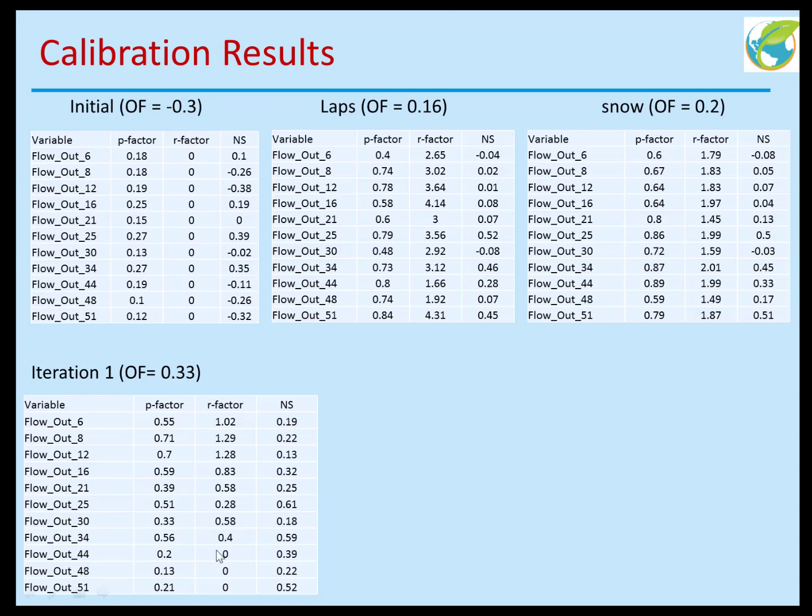Then we took some parameters for the first two outlets, outlet number 6 and outlet number 8. We parameterized these two outlets, and then we made an iteration. And the overall objective function improved again to 0.33. And if you look at the Nash-Sutcliffe of the different outlets, they all showed quite a bit of improvement, but still many of them are small Nash-Sutcliffe values. Now remember that we only parameterized the first two outlets, but our objective function contains all 11 outlets. That's just how we did that.